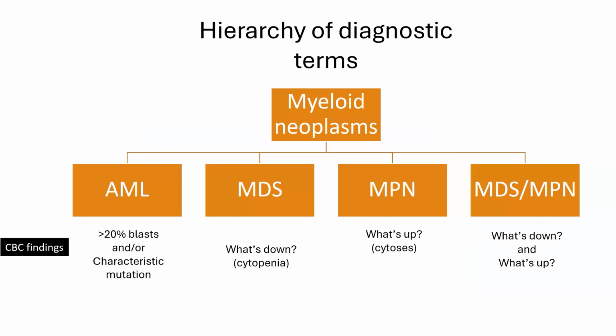As we begin, let's start with a hierarchy of diagnostic terms. Myeloid neoplasms is a broad reaching term that encompasses acute myeloid leukemias, myelodysplastic neoplasms, myeloproliferative neoplasms, and myelodysplastic myeloproliferative neoplasms. Today we focus on acute myeloid leukemias.